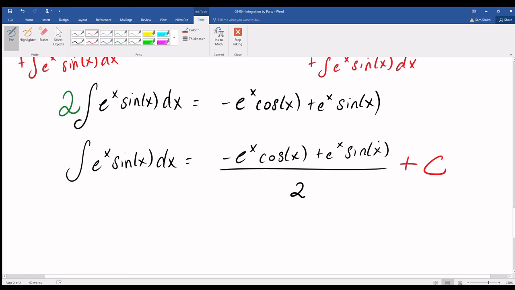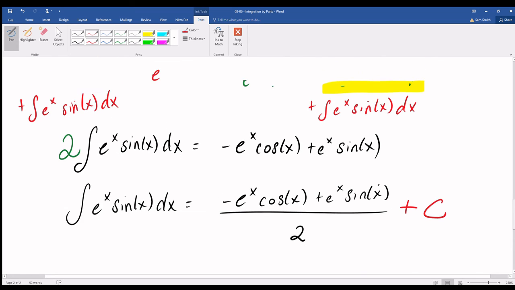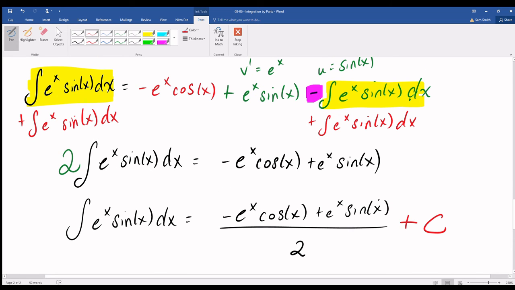So this is a trick that works especially when you have an integrand that consists of an exponential function multiplied by either sine of something or cosine of something. If you use integration by parts twice and you do it correctly, making sure that all of your signs are correct at every step, you will be able to actually rearrange the expression and solve for your antiderivative, as we have shown here.